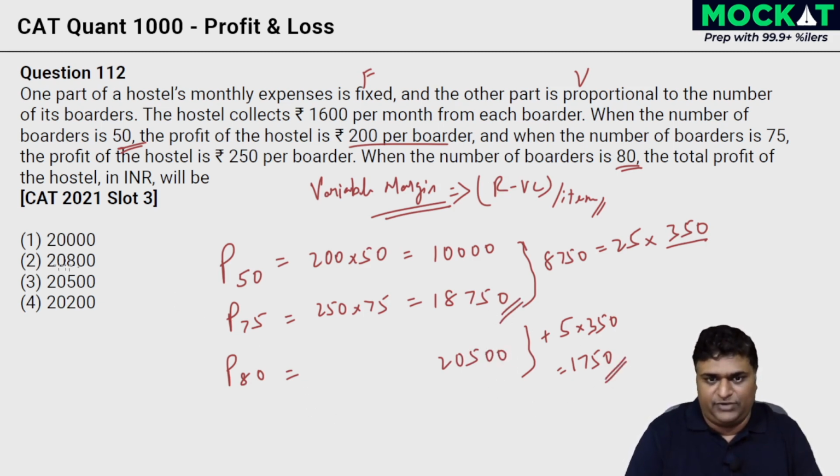18,750 plus 1,750 is 20,500. You can also solve this question the long method, right, which is fixed cost plus 50V equals 1,600, right, 1,600 rupees into 50, right, that's the revenue minus the profit, right. Profit over here is going to be 50 into 200, and then you form one more equation for F plus 75V and all of that. That's just going to be a painful process. Conceptually understanding this will get you to answer this a lot quicker.